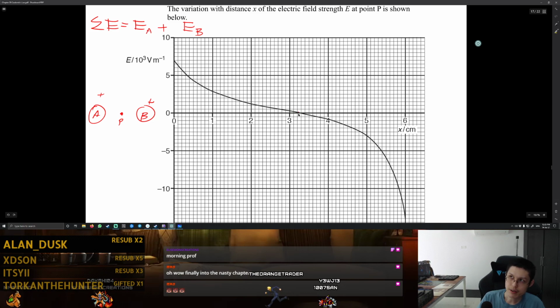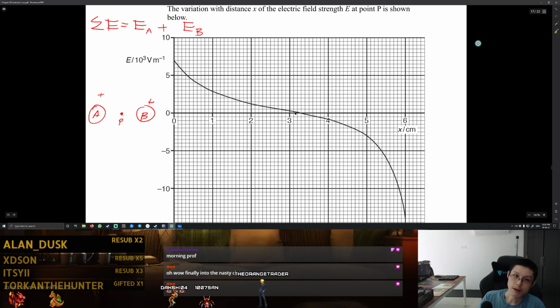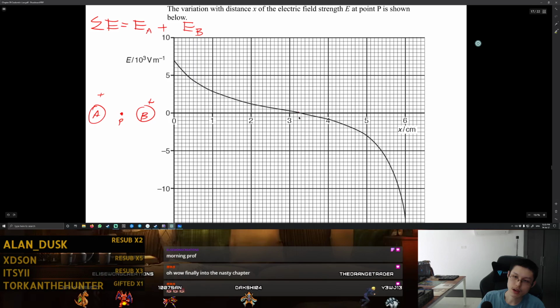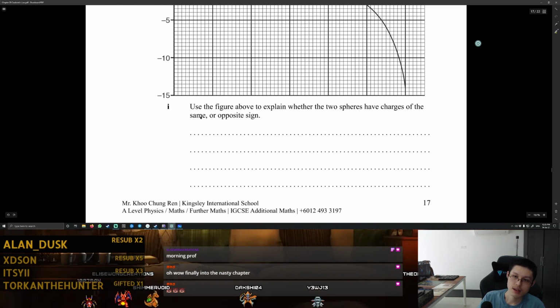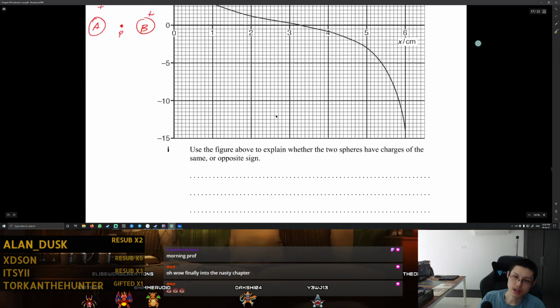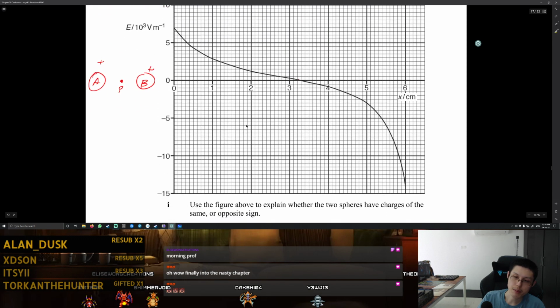So that is one of the characteristic things that you should look out for. If you can see that at some point in the middle, it doesn't have to be the middle because maybe sphere A has more charge than B, so it could be slightly towards A, or it could be slightly towards B. But the point is, if you see that at some point you have electric field strength as 0, that means it has to be the same. The charges have to be the same, because this would not happen if you have opposite charges.